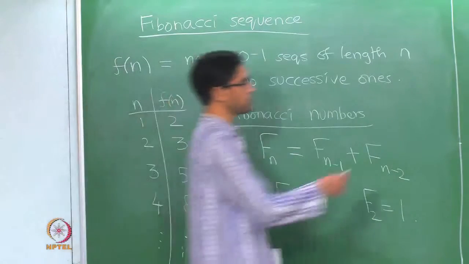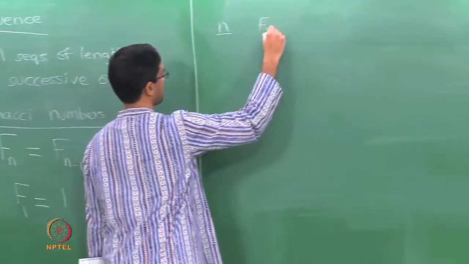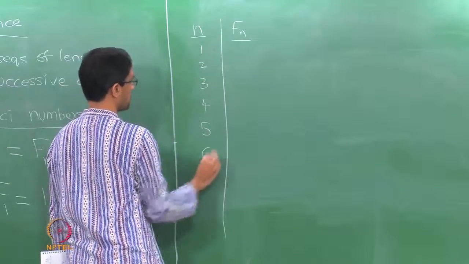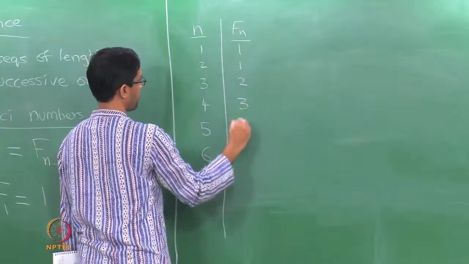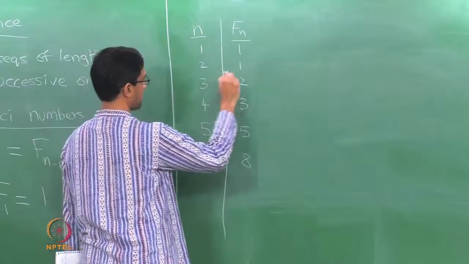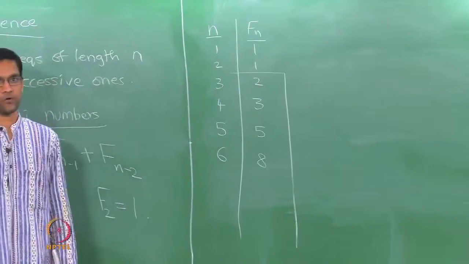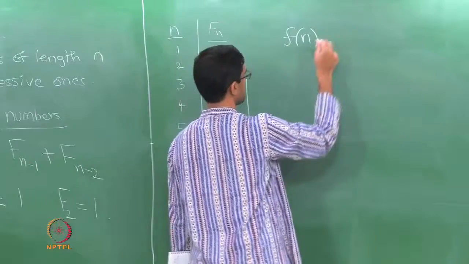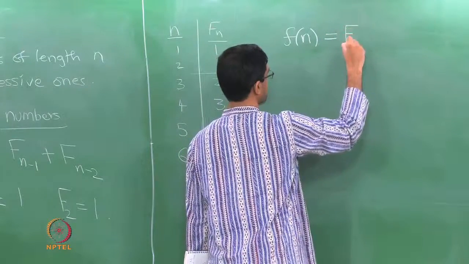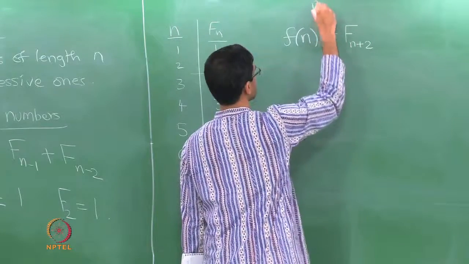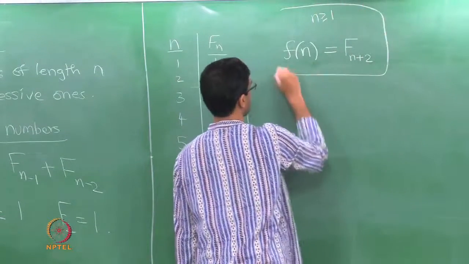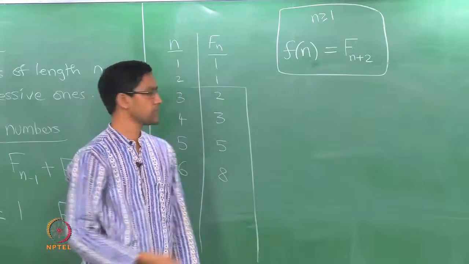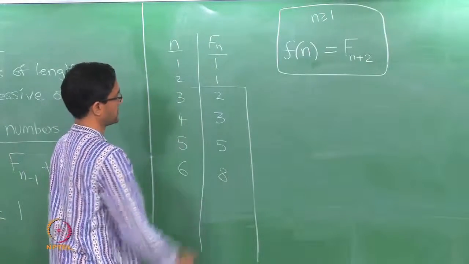So the Fibonacci sequence looks like this: n versus F of n. 1 2 3 4 5 6 and so on, giving 1 1 followed by 2 3 5 8 etc. Observe that from here on, what you have are just the values of f of n. From this table it's clear that the number f of n that we are counting is just the Fibonacci number F of n plus 2, for all n at least 1. So the sequence we constructed is really just the Fibonacci numbers starting with the third Fibonacci number, which is 2.